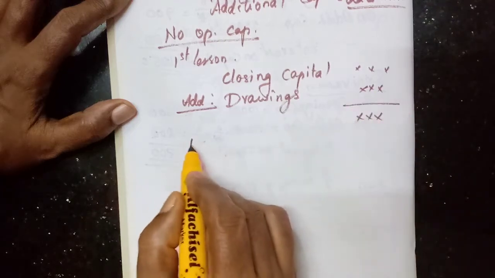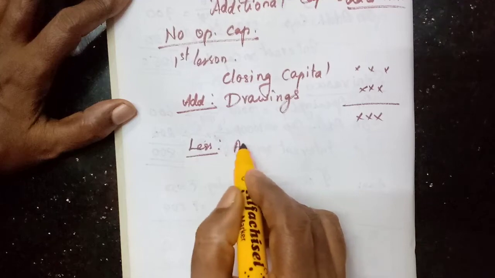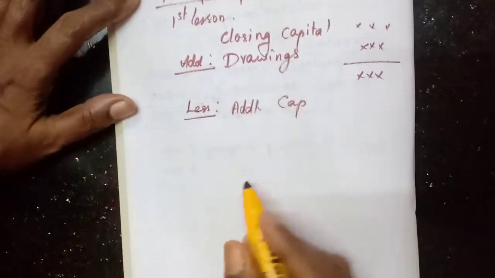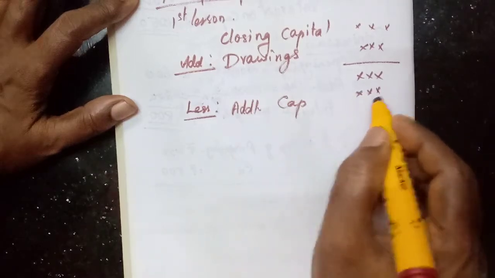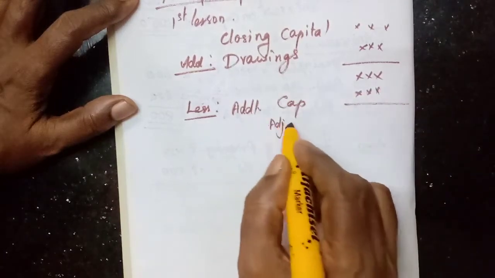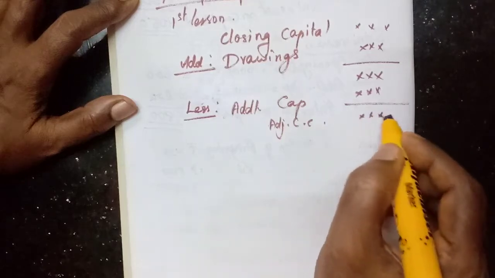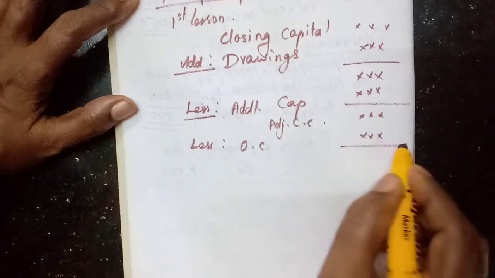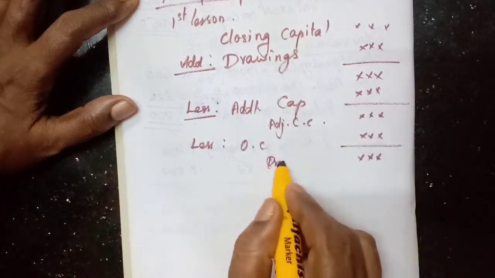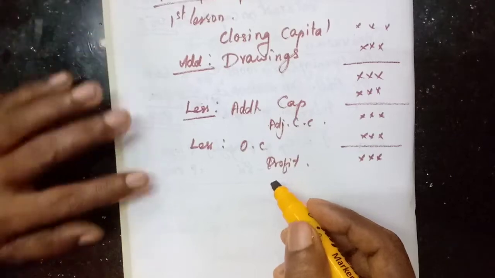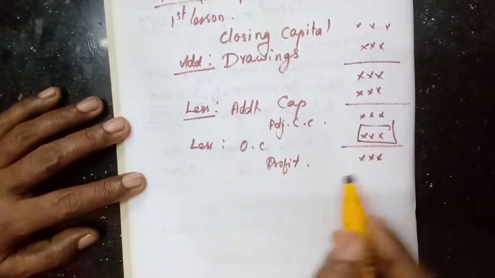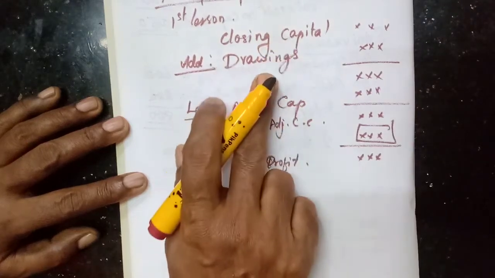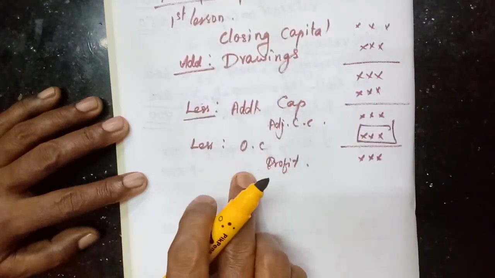Then next one, less additional capital. Then it is the adjusted closing capital. Then less opening capital, we will get profit or loss, isn't it? So here we need to calculate the opening capital amount. All the other things they will give: closing capital, drawings, additional capital and profit.